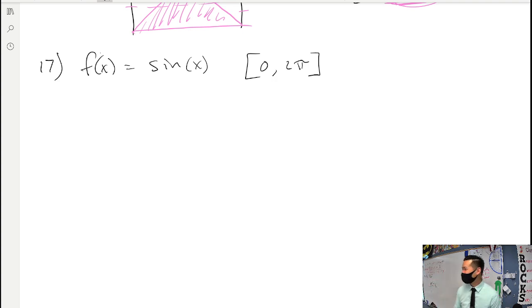Now you just see them everywhere, don't you? Yeah. Math memes.